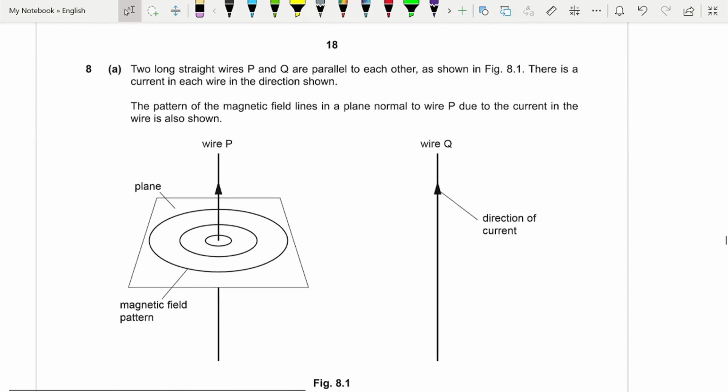Question 8. Two straight wires P and Q are parallel to each other, as shown. There's a current in each of the wires in the direction shown. The pattern of the magnetic field in the normal plane due to the current is also shown. And that's true: current moving in a wire creates a magnetic field. If current is moving, it's going to generate a magnetic field.